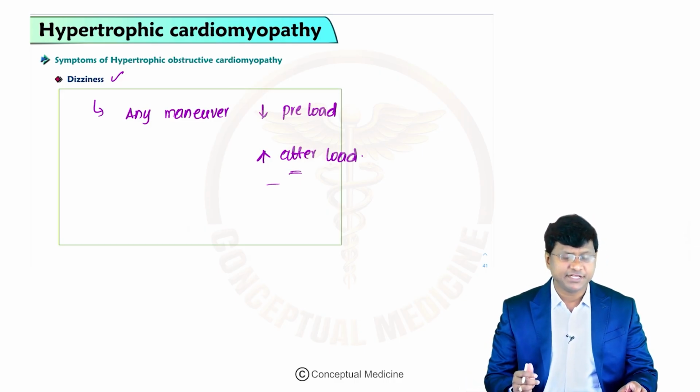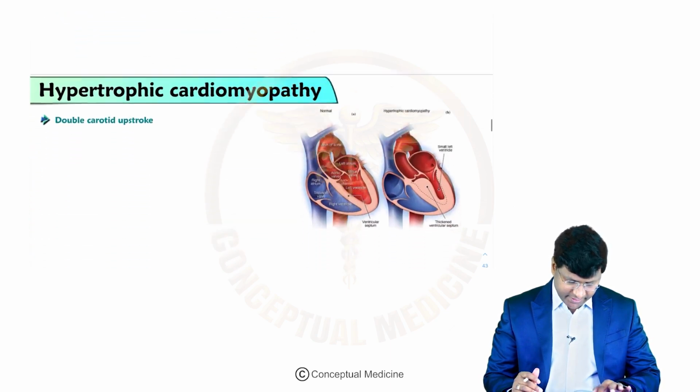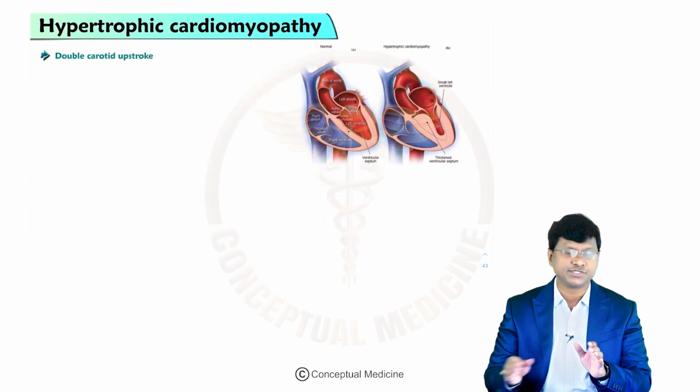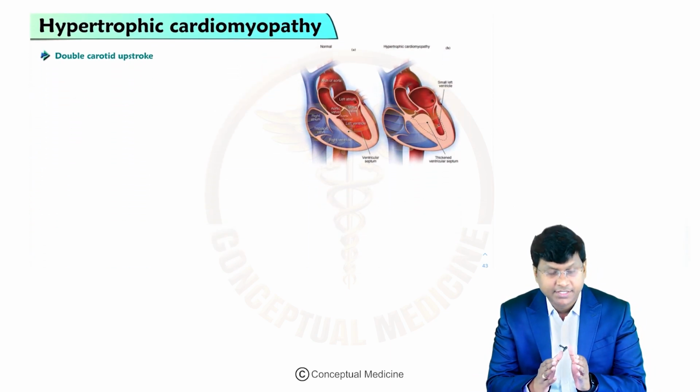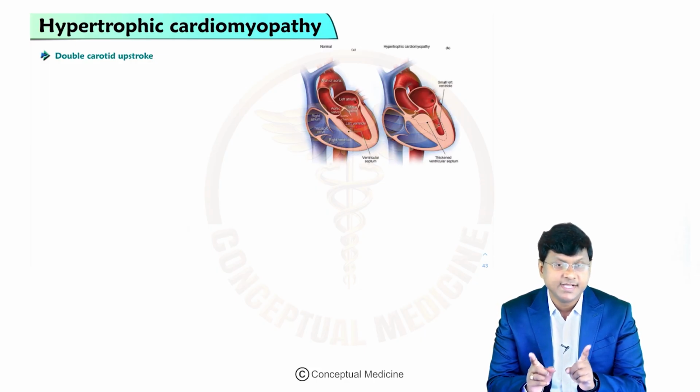Now on examination, what will be the features? Before going on to the examination, if you take the clinical manifestations, most of them are asymptomatic and they directly present with sudden cardiac death. If they are symptomatic, the most common symptom will be dyspnea. Along with dyspnea, the other symptoms present are pre-syncopal attacks, syncopal attacks, palpitations, congestive heart failure and dizziness.